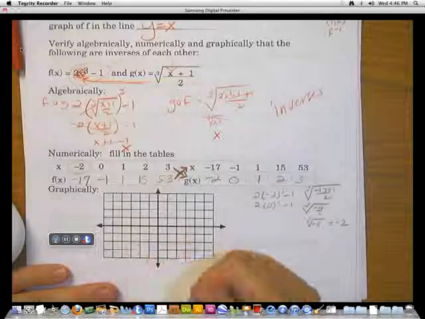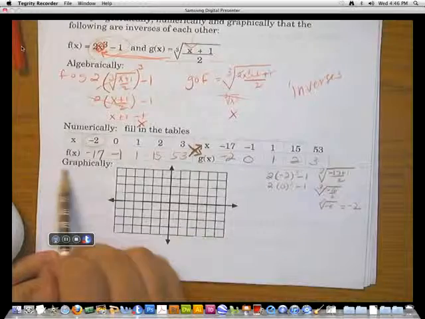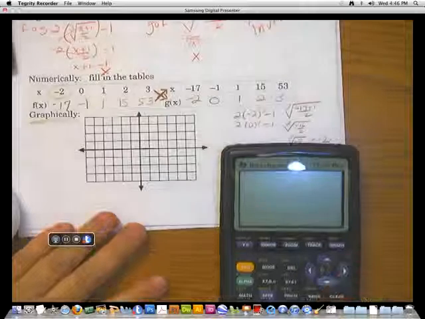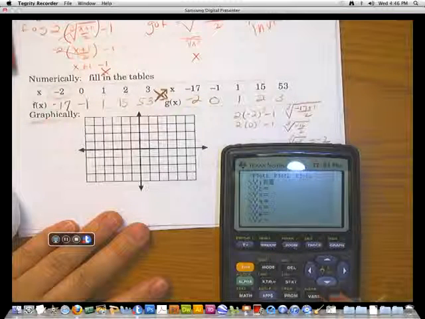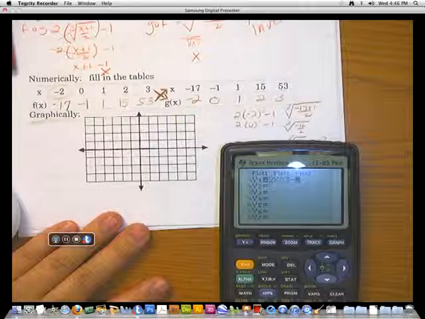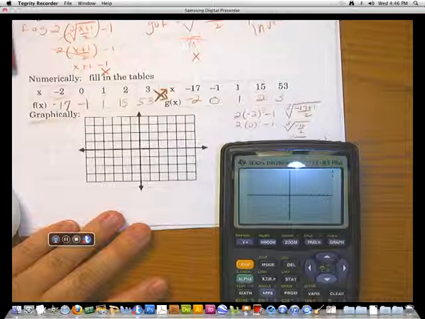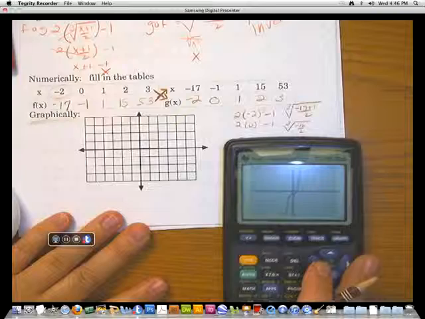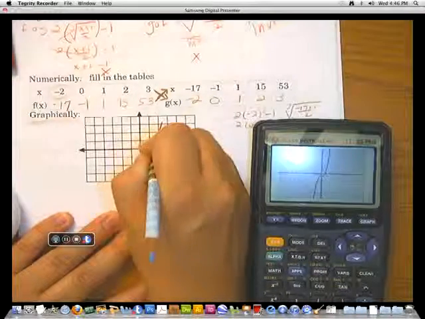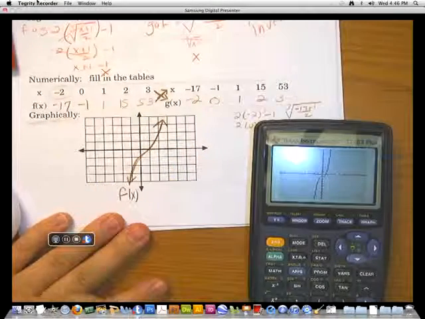So when I go to plot these points, and I'm not going to go too far with this, graphically I'd probably just pull out my calculator. Y equals, and the first one is going to be 2x cubed minus 1. And just look at what that picture looks like. We get something resembling this, and that's our f equation.